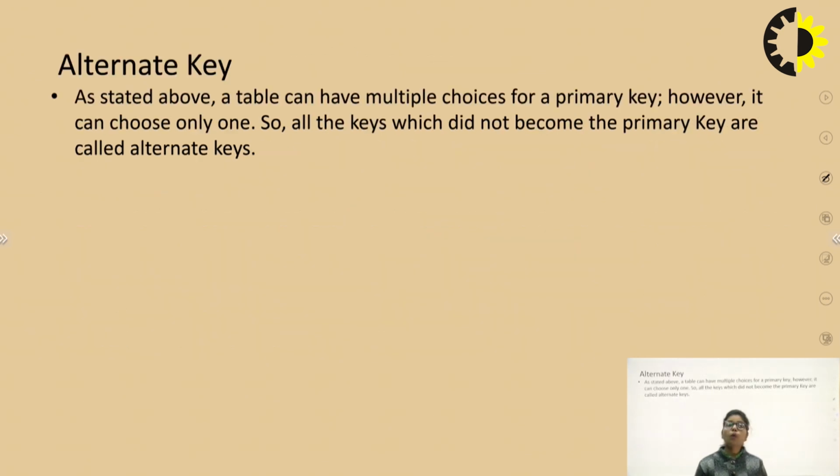The next one is the alternate key. A table can have multiple choices for a primary key. However, it can choose only one. So all the keys which didn't become the primary key are called alternate keys.